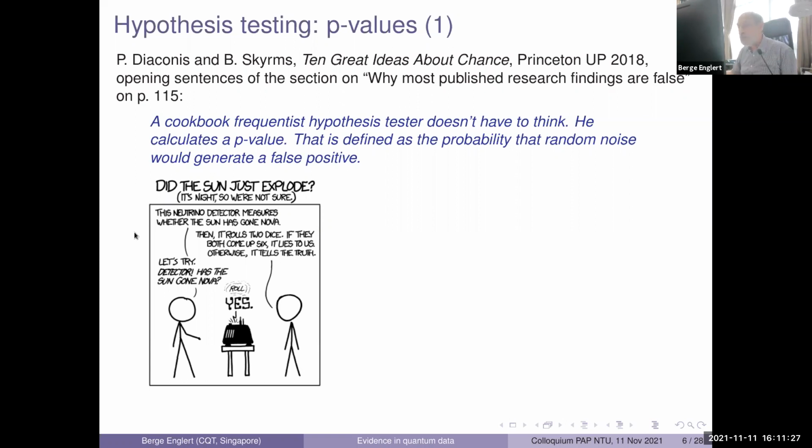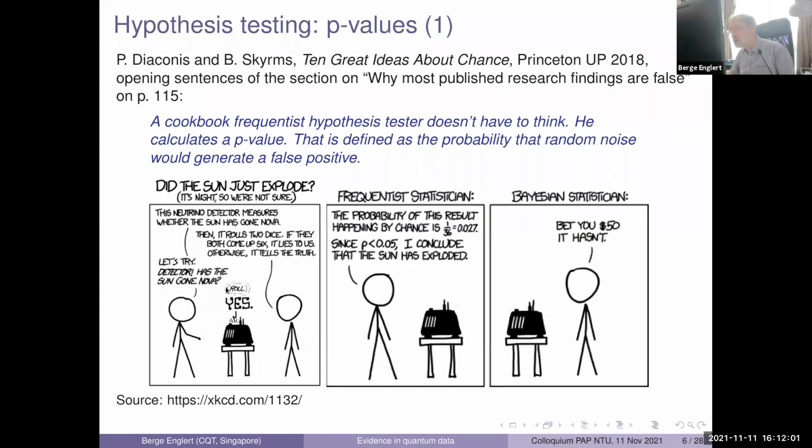So it's a question of whether the sun just exploded. It's night, so we are not sure. We don't see the sun. So here we have a neutrino detector, and the neutrino detector measures whether the sun has gone nova. And then it rolls 2 dice. If they both come up 6, it lies to us. Otherwise, it will tell the truth. So now, oh boy, the detector has gone off. So the sun has gone nova, right?